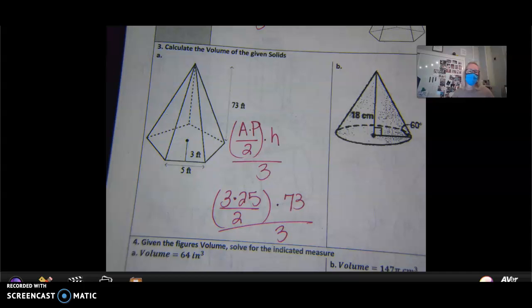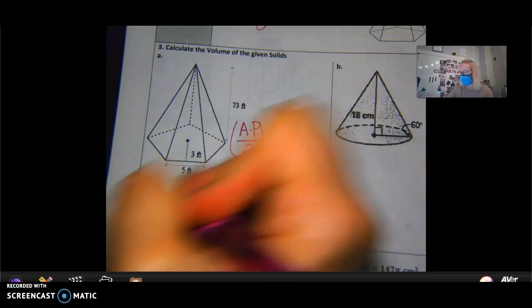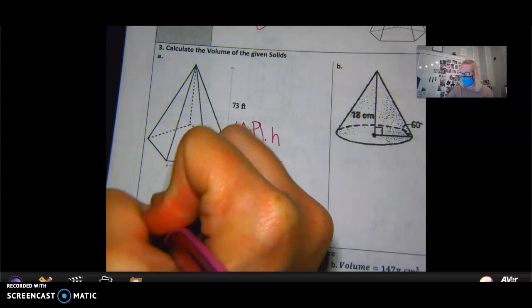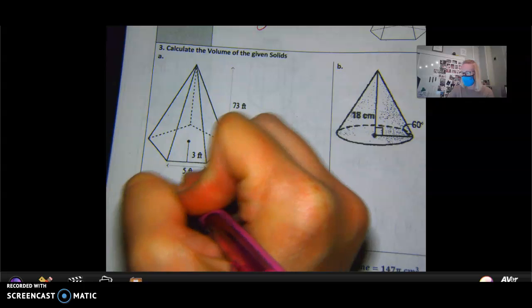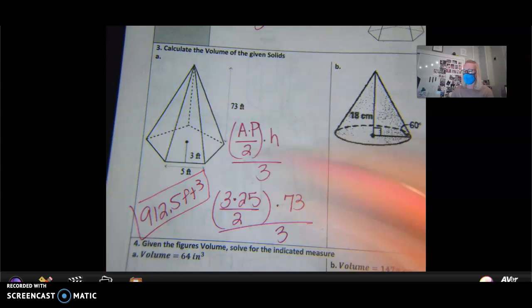Go ahead and what's 3 times 25? Who knows what half of 75 is off the top of their head? 37.5. So do 37.5 times 73, press enter, and then divide that by 3. What do you guys get? Yep, and this would be feet cubed.